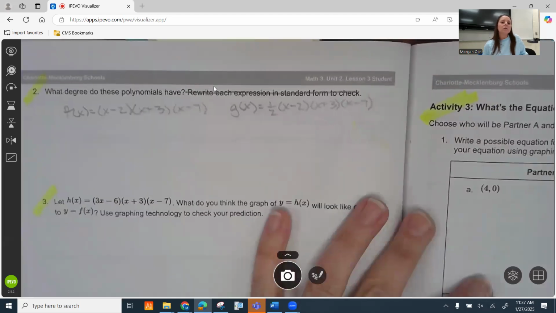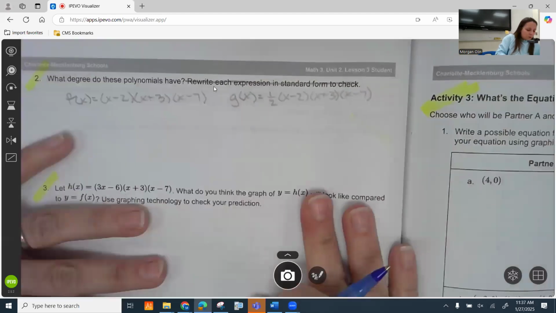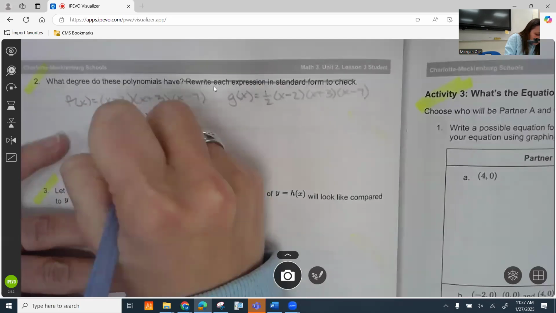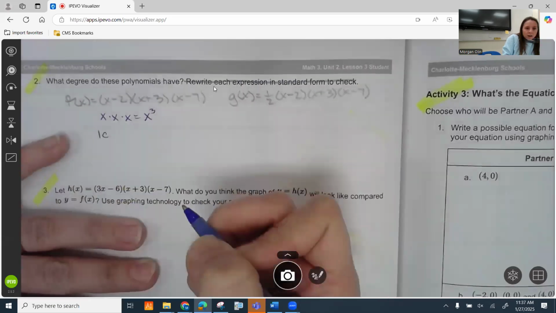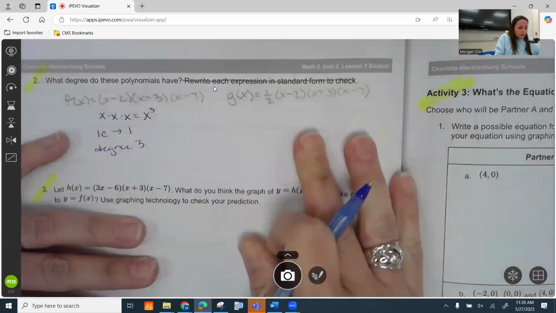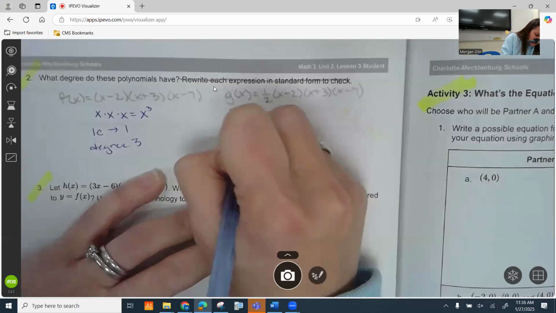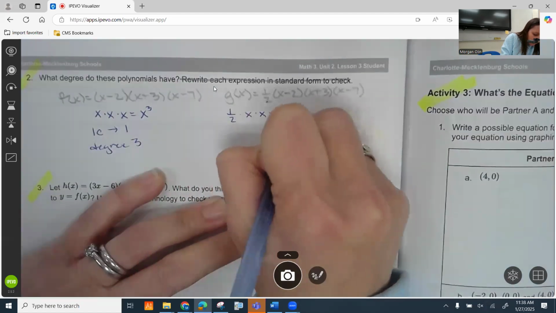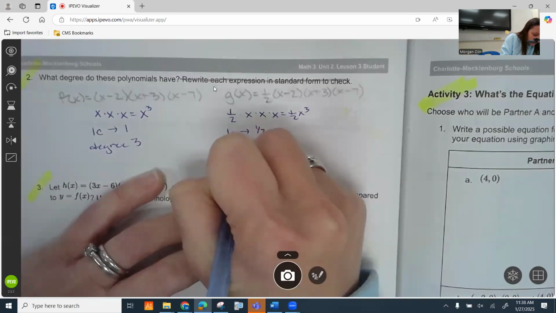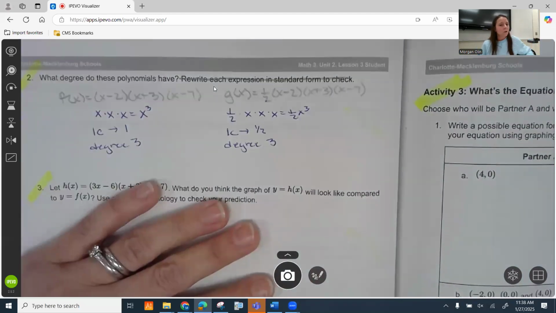All right, what degree do these polynomials have? Well, I rewrote this because it was on another page. Well, both of these have the same degree. Like here, I'm multiplying x times x times x, so I get x cubed. My leading coefficient, I'll call it LC, is 1, and my degree is 3. Well, here, now you have to include this 1/2 when you go and multiply the x's. 1/2 times x times x times x. This is 1/2 x cubed. Now here, my leading coefficient is 1/2, but my degree is still 3. We didn't change the degree here, okay? We just changed my leading coefficient.